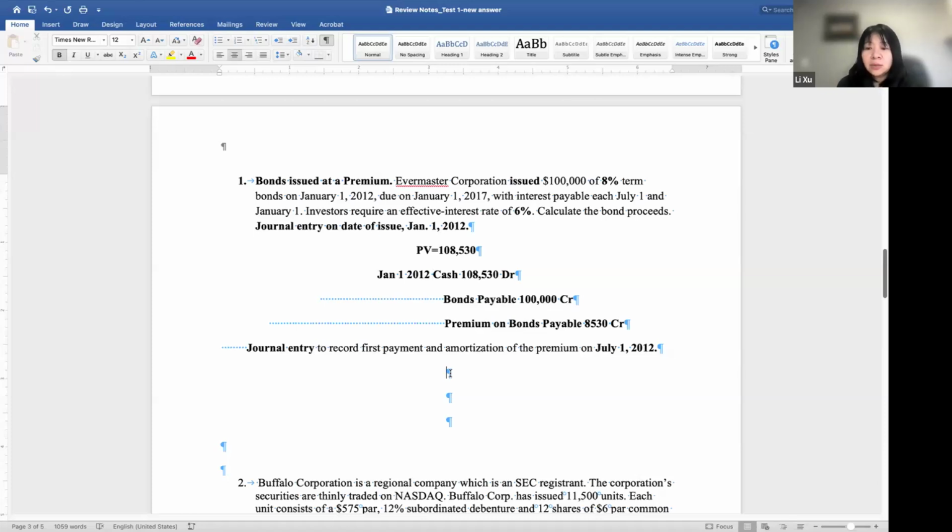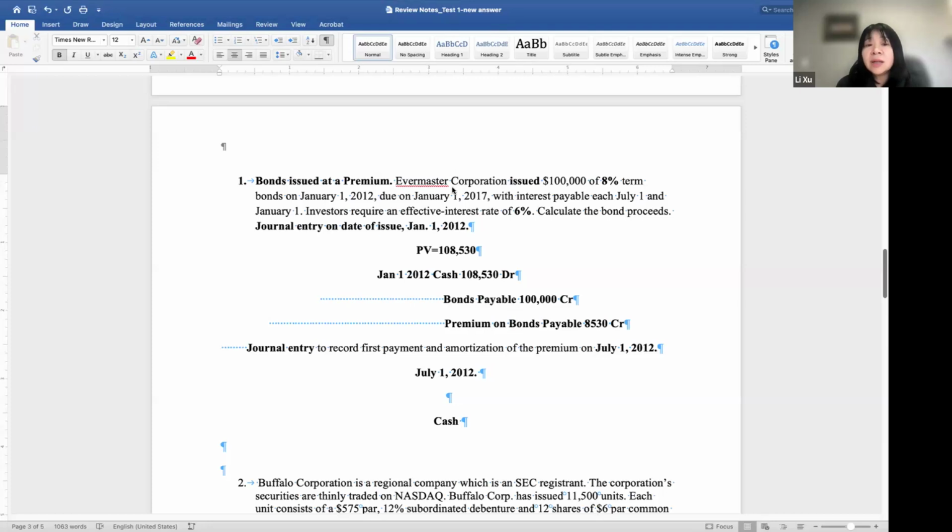The second question asks: what is the journal entry to record the first payment and amortization of the premium? Here again, July 1st, 2012. You do not really need to have an amortization table because it's only for one year. You can just see how we're going to do it. First, the payment: you're going to have cash paid out for your cash interest. And how much is your cash interest?